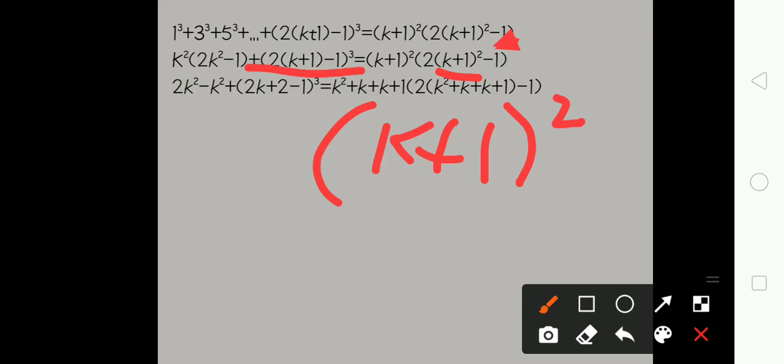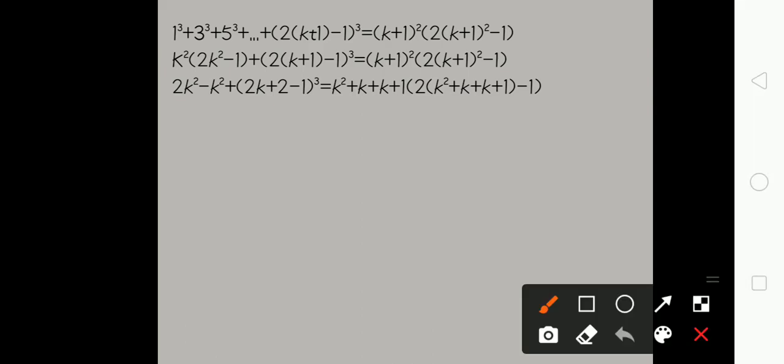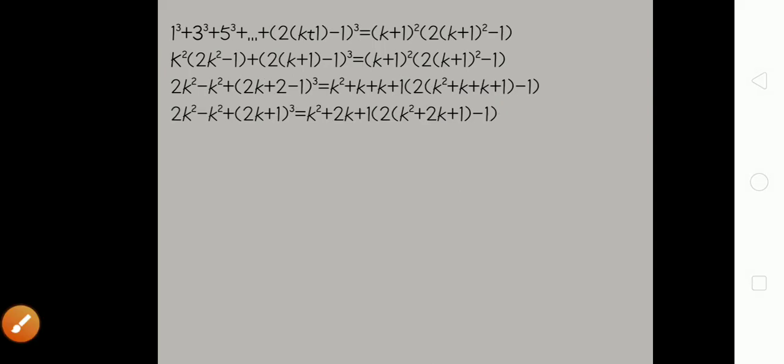So the correct answer is k squared plus k plus 1 minus 1. Next, we will multiply this one and also this one. So the answer would be 2k squared minus k squared plus 2k plus 1.